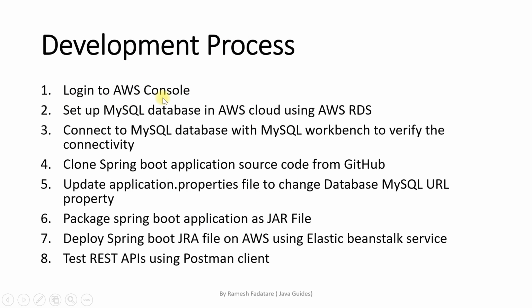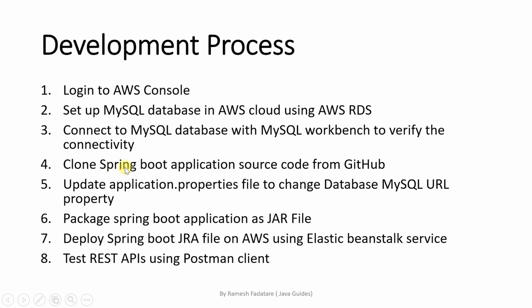First, we're gonna log into the AWS console using AWS console credentials, and then we'll set up the MySQL database in AWS Cloud using the AWS RDS service, and then we'll connect our MySQL database that we have set up in AWS Cloud using RDS with MySQL Workbench to verify the connectivity. So once we set up the MySQL database in AWS Cloud using AWS RDS, then we'll connect this MySQL database with our local MySQL Workbench just to verify the connectivity.